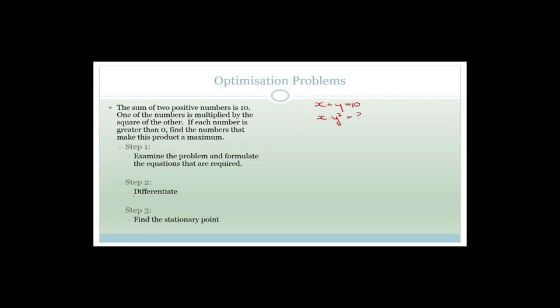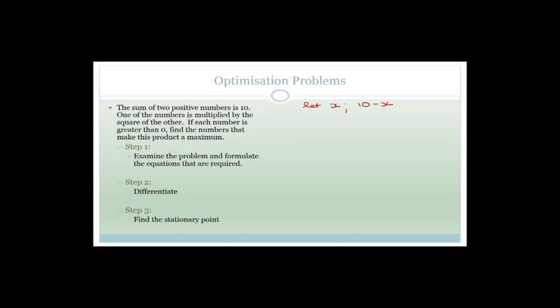Okay, that doesn't. But if we think about this and we go, well, if we've got two numbers, they add up to 10. So do you agree we can say let the one number be x and the other number be 10 minus x, okay? Then it's okay, because then, we're examining the problem. Formulate the equations that are required. So our two numbers are x and 10 minus x. That's going to give us our two positive numbers.